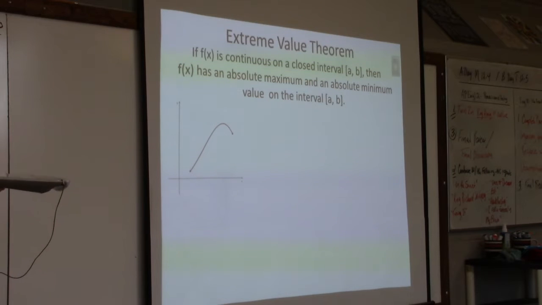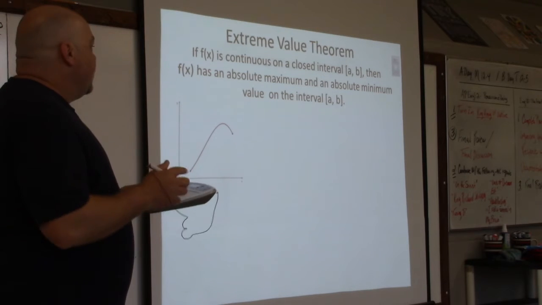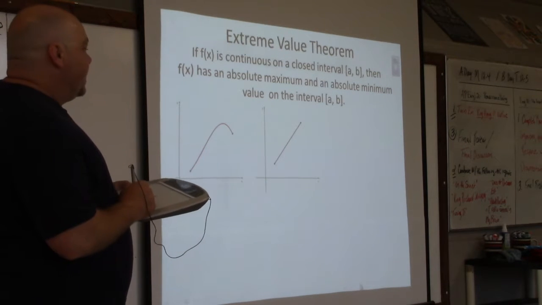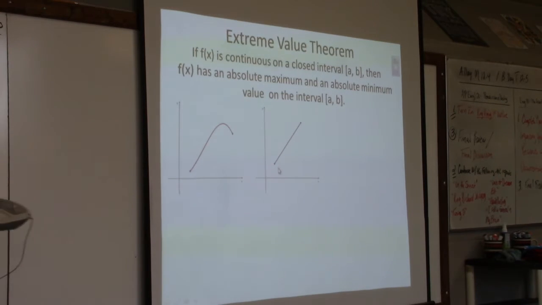So looking at a couple of examples here, here is a continuous function on a closed interval. Where is our absolute maximum going to occur for that one? The highest point. In other words, at the top of the hill here. Where is the absolute minimum going to occur? The lowest point, which is going to be on the left endpoint here. So on a closed interval, we're guaranteed an absolute maximum and an absolute minimum. What about here? Absolute maximum occurs at the right endpoint. Absolute minimum, left endpoint.